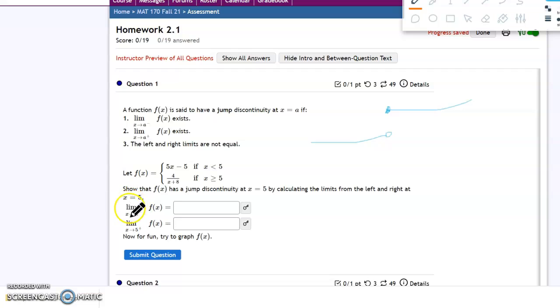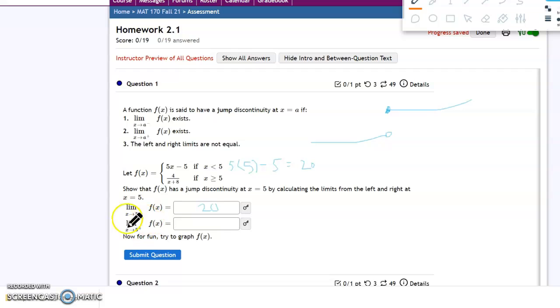So we want to find the limit as we approach 5 from the left. All right, so we need to go up here and see which of these conditions on the right are x values that are to the left of 5, or that are less than 5. So x is less than 5 means we're going to use this piece right here. We're going to plug a 5 into that piece to get the limit. And in this case, 25 minus 5, this is going to be 20. So the limit from the left is 20.